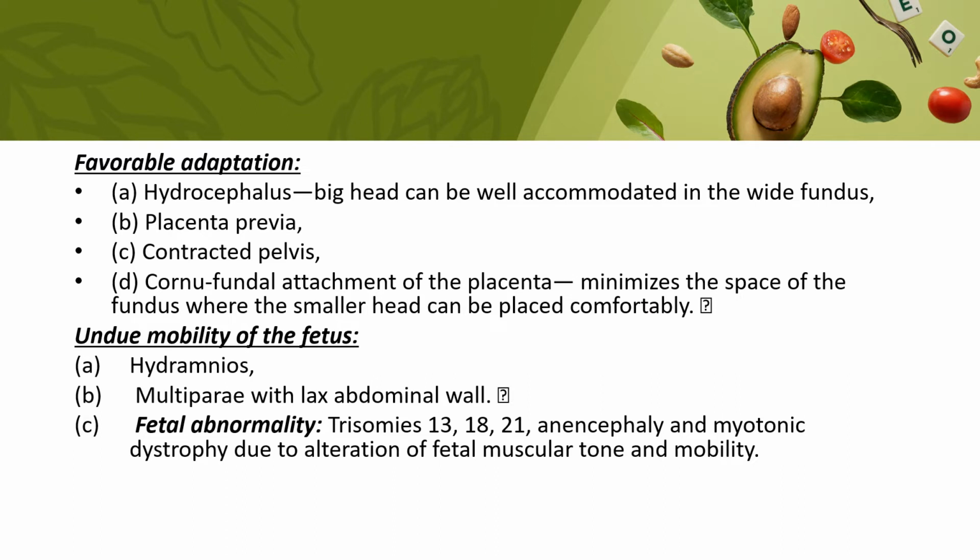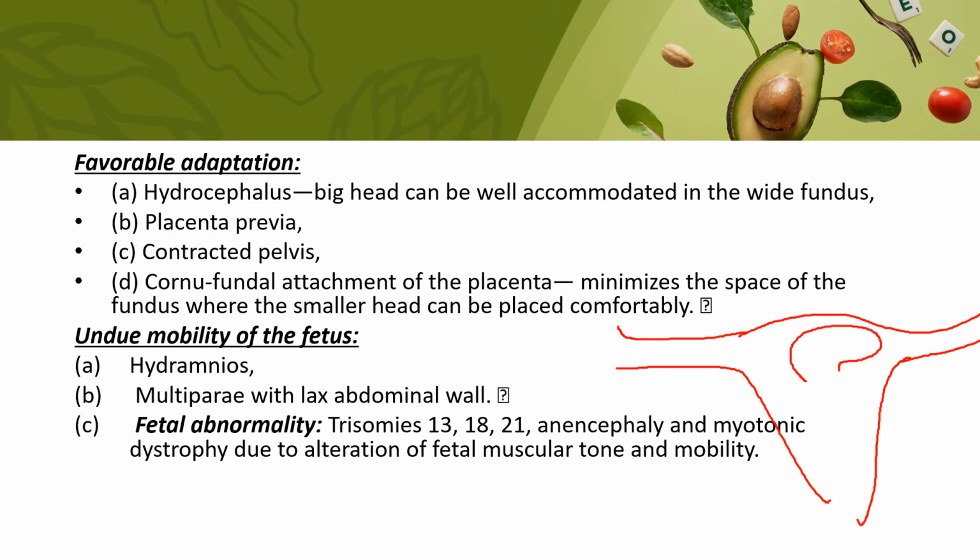For example, I'll draw the uterus here. This is a uterus. Sorry, I am not well versed in drawing. So this is the uterus. Here, if the baby's head is very large, it will adapt in the fundal region, well accommodated in the fundal region. Then next one is placenta previa. In placenta previa, the lower segment of the uterus is occupied by the placenta. So in that condition also the head is not going to engage here.